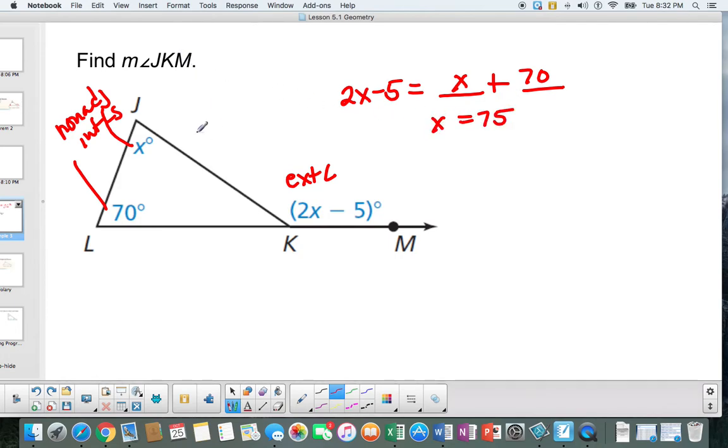Now it asks me to find j, k, m. So I'm going to take 2, multiply it by 75, and then subtract 5. So this is 150, take away 5, so this is 145. So this angle is equal to 145 degrees.